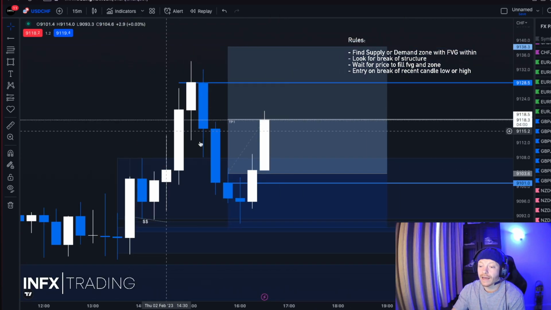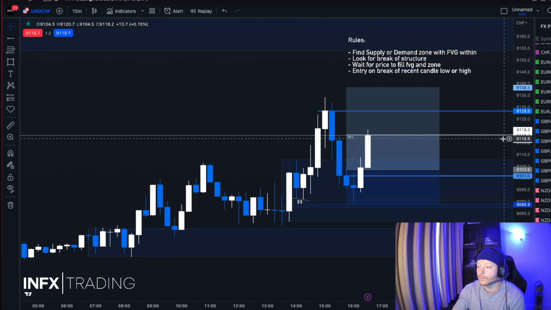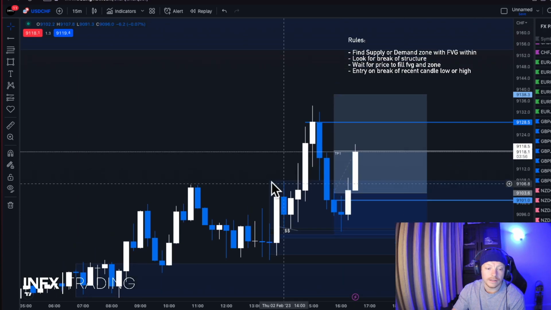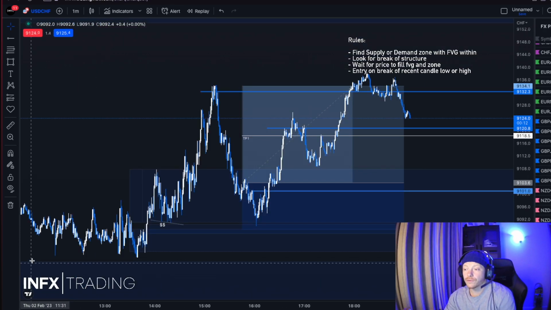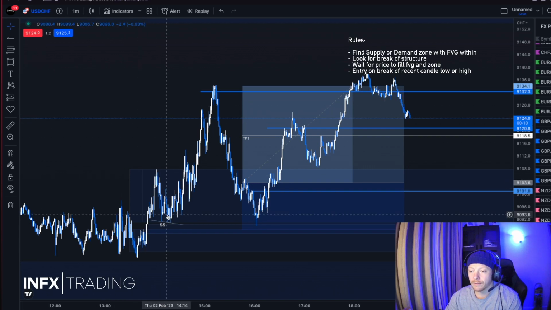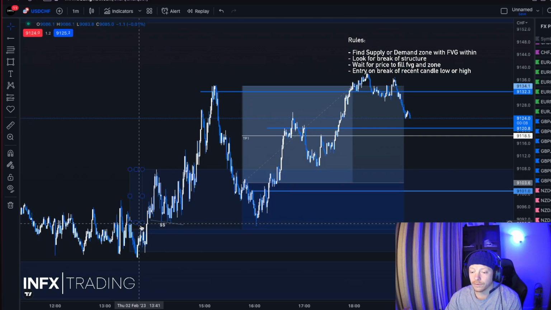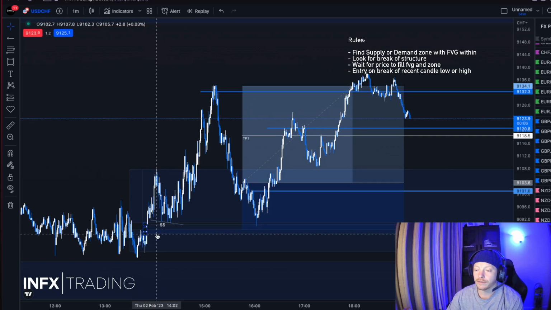Okay, so yeah, we'll let that happen, and we'll come back in about half an hour and see where we're at. Alright, so full TP has been met. Love this trade. It didn't work out at first, but we managed to get it working in the end.